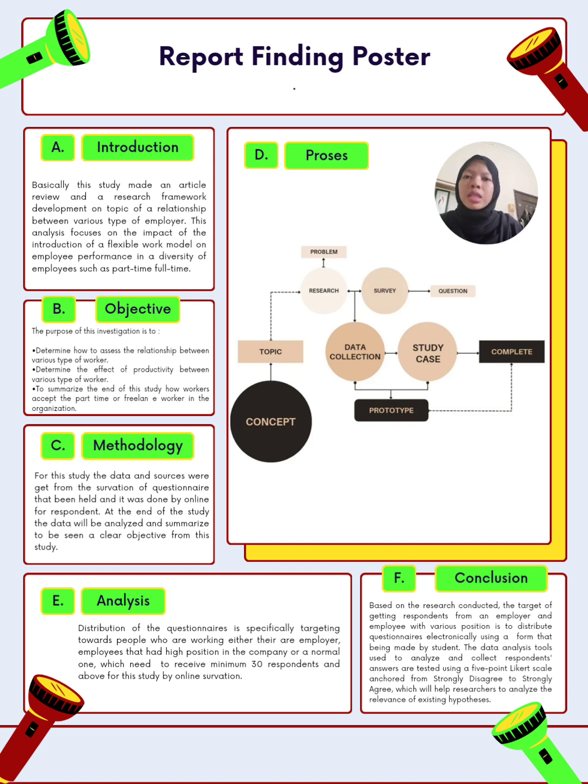And if you can see here, there is the process of this report finding. Okay, so first one is the concept. When we get the concept, like okay, we want to make an article review and also a research framework, right? So after that we need to find the topic. So my topic is about the relationship between various types of worker, and then when we have the topic, we see what the problem is.